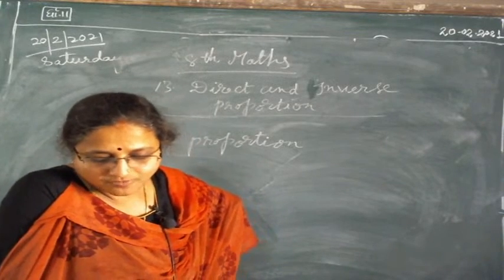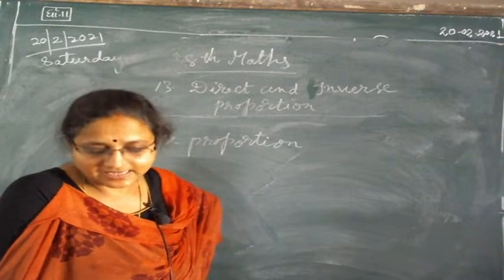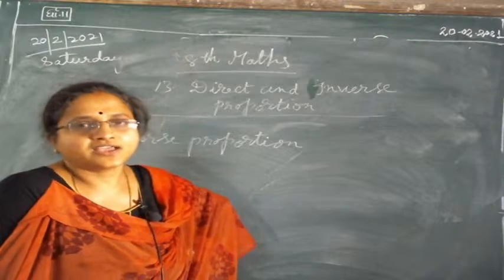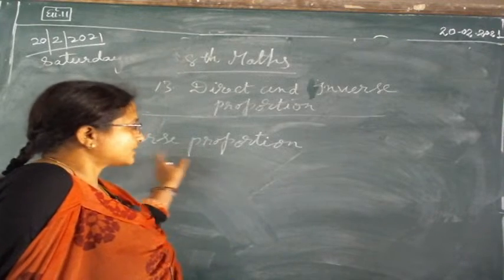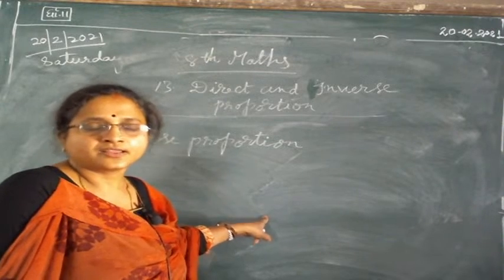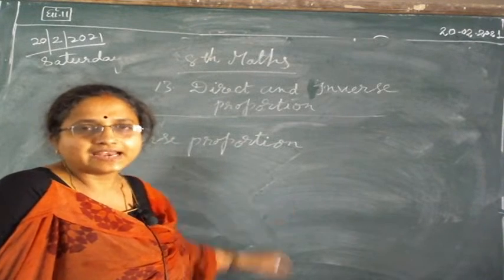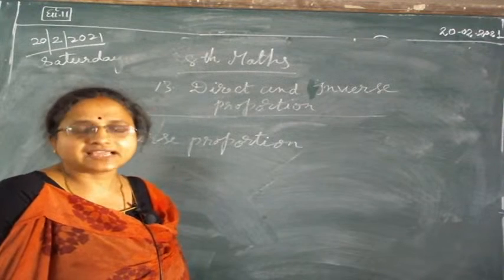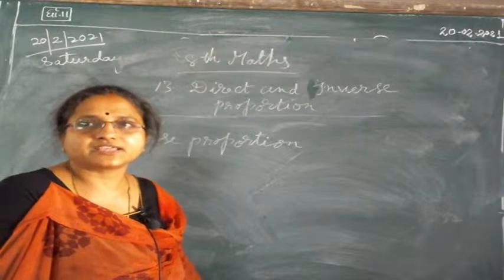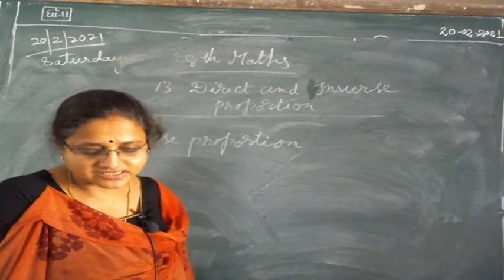Two quantities are related in such a manner that an increase in one results in a corresponding decrease in the other, or vice versa. If the value of one quantity increases, automatically the corresponding value of the other may decrease. Understand or not? If it happens so, then we can say that these two quantities are in inverse proportion.